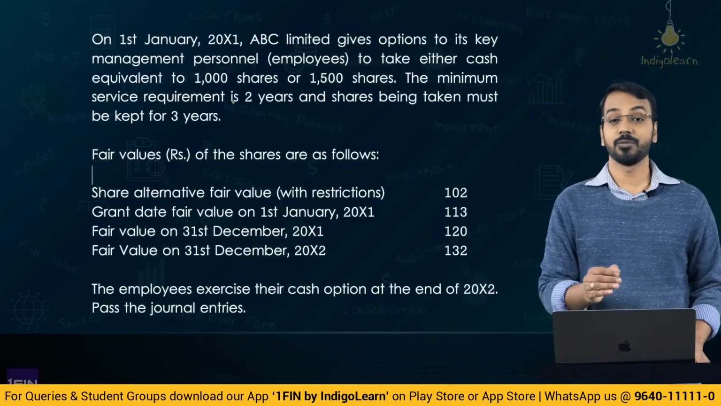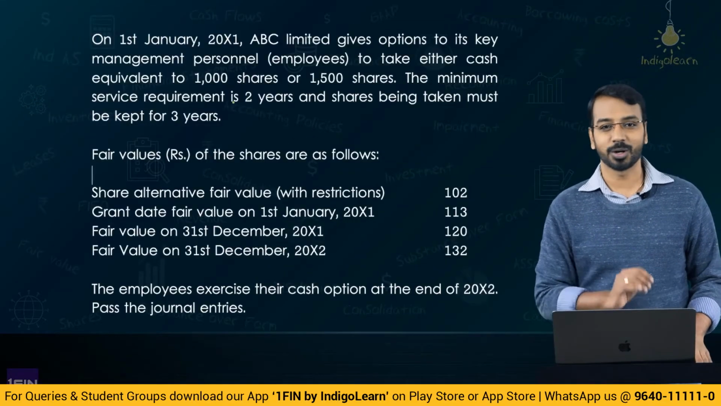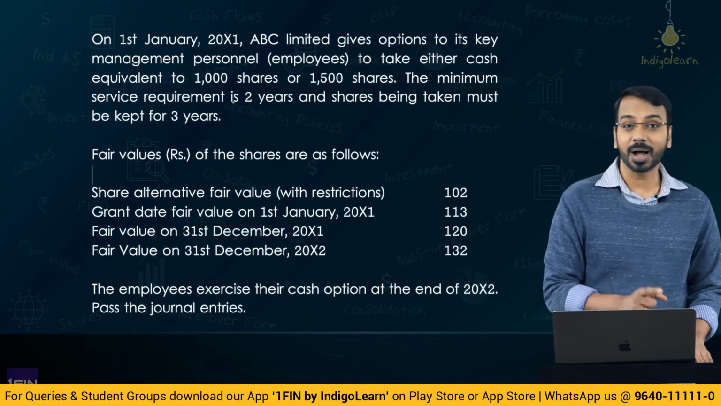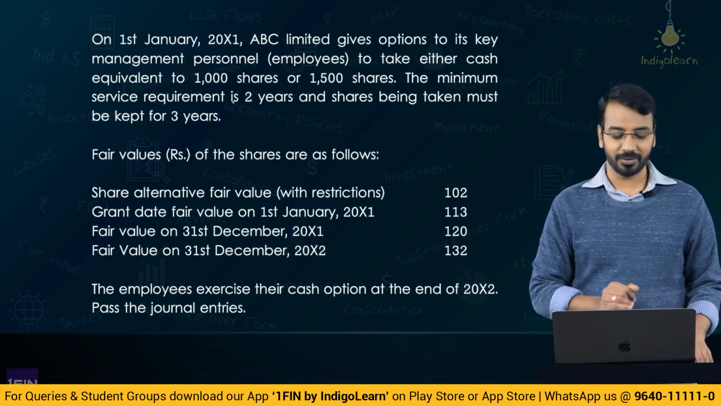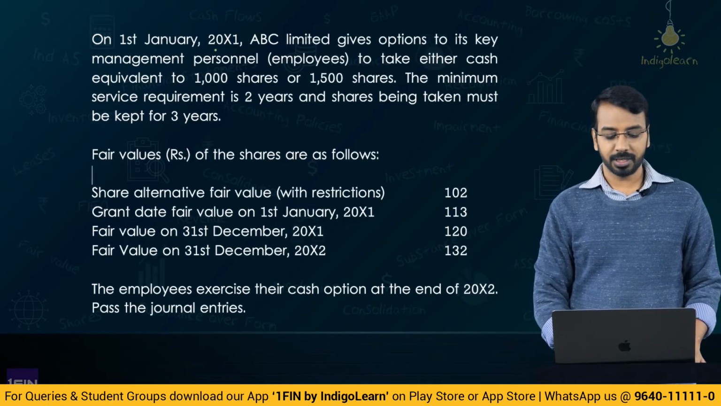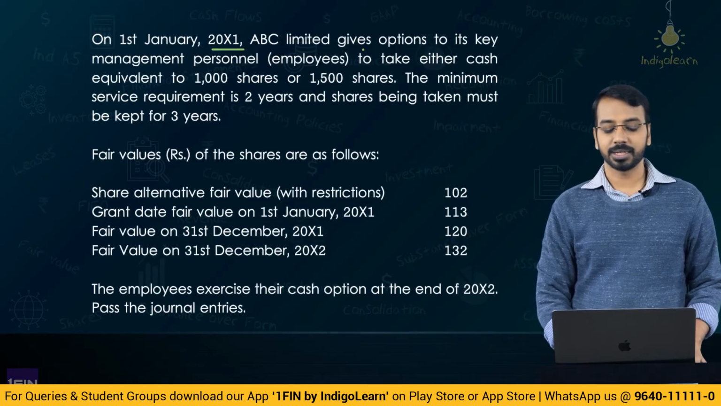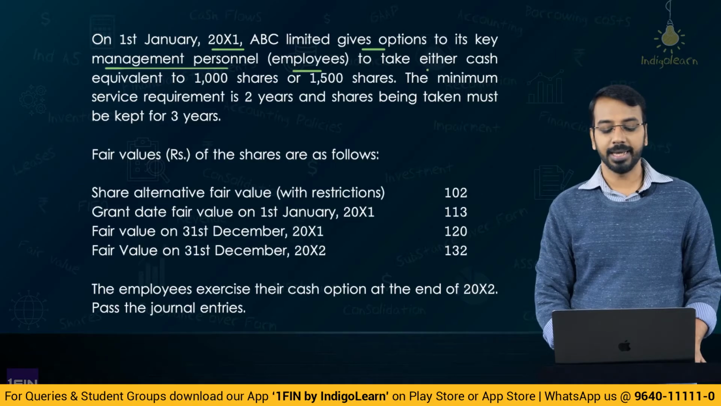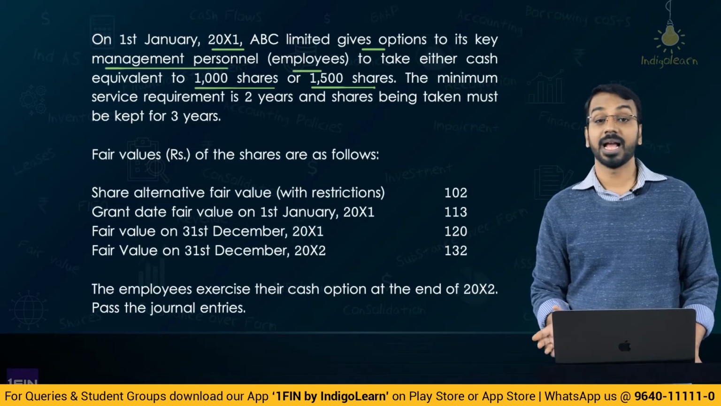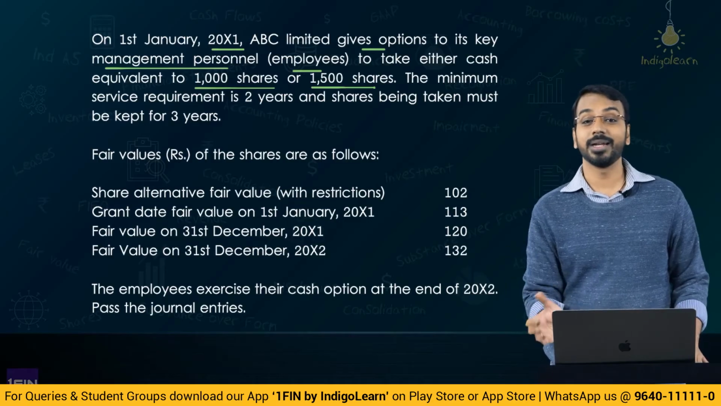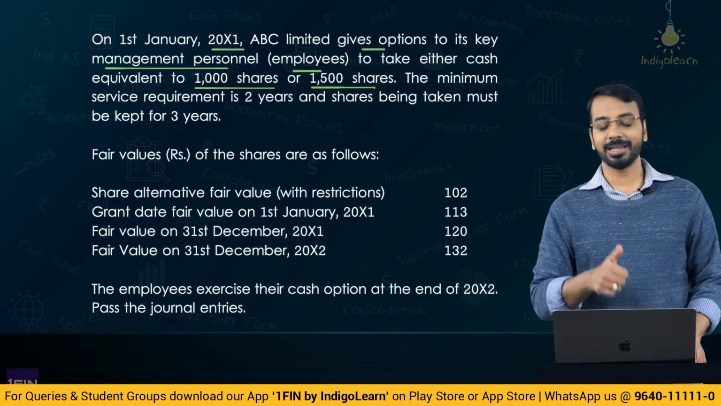Let's now have a look at a question where there is a share-based payment with cash alternative and the other party has the option to exercise that, right? So on 1st of January of year 1, ABC Limited gives an option to its key management personnel employees to take either cash equivalent to 1000 shares or 1500 shares. So either you take cash equivalent of 1000 shares or take 1500 shares.